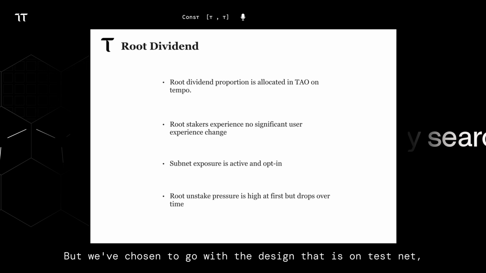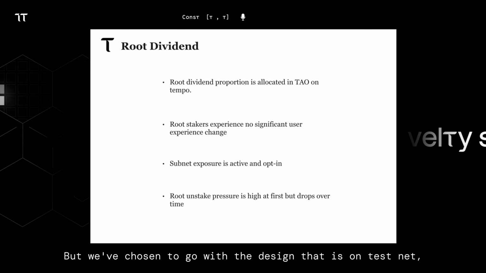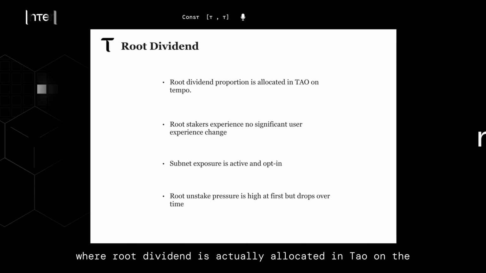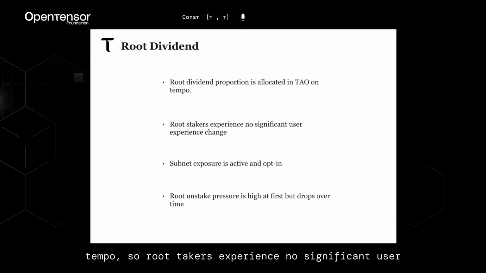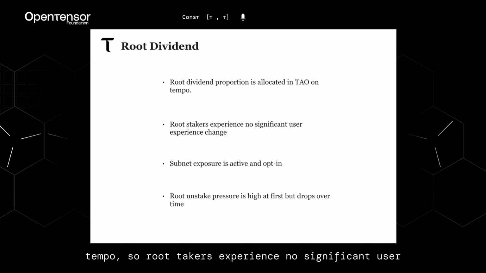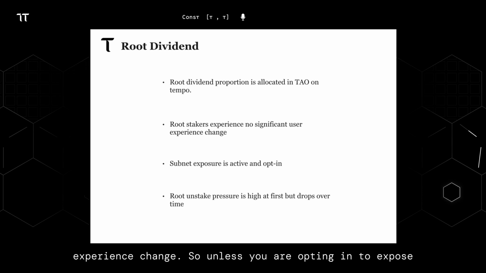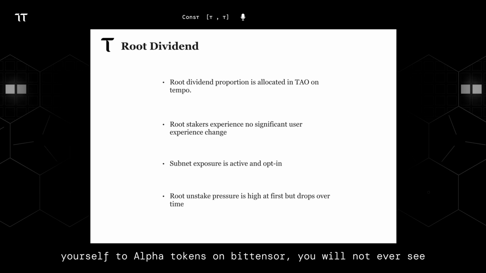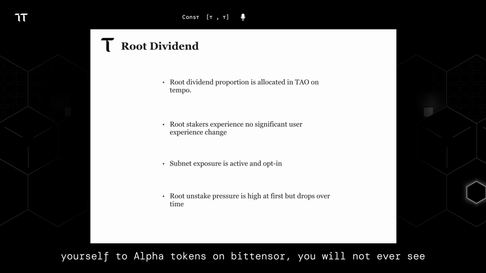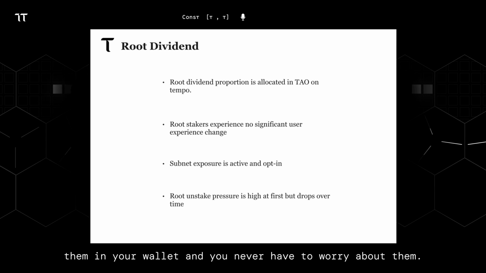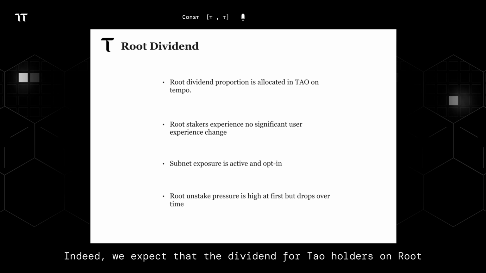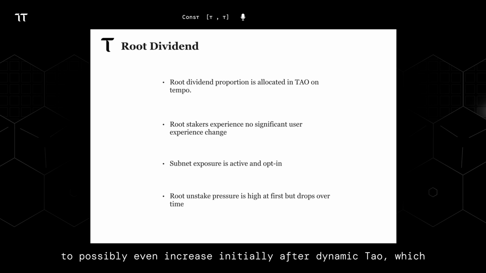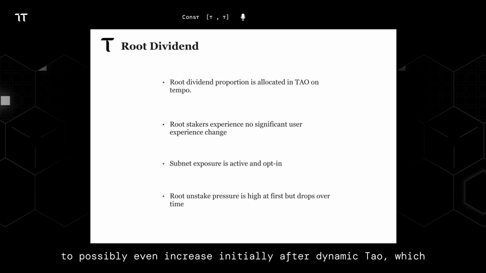But we've chosen to go with the design that is on testnet, where root dividend is actually allocated in tau on the tempo. So root stakers experience no significant user experience change. So unless you are opting in to expose yourself to alpha tokens on Bittensor, you will not ever see them in your wallet, and you never have to worry about them. Indeed, we expect that the dividend for tau holders on root to possibly even increase initially after dynamic tau, which I'll explain in a bit.